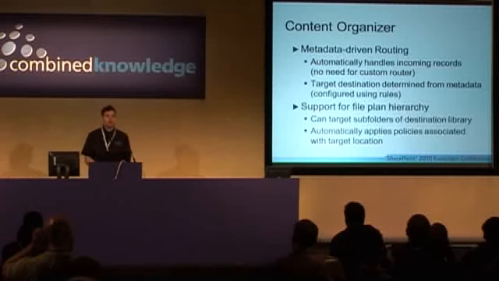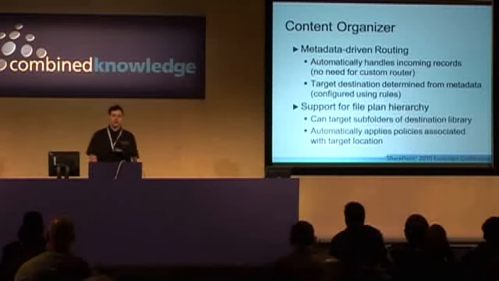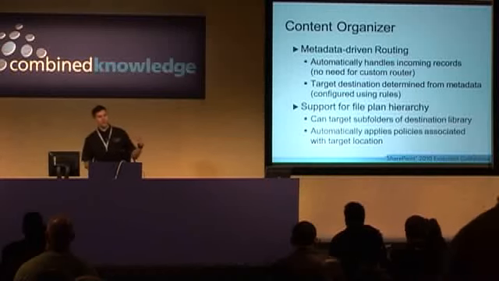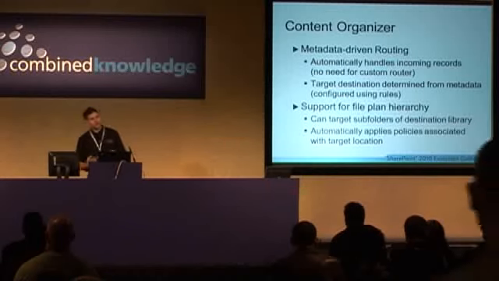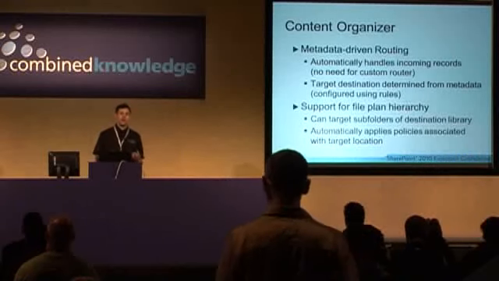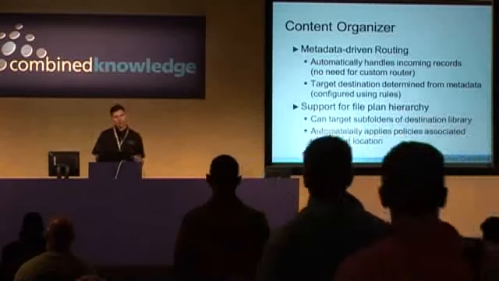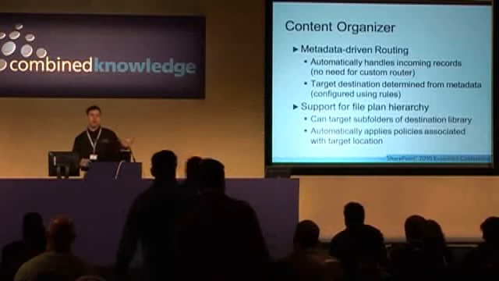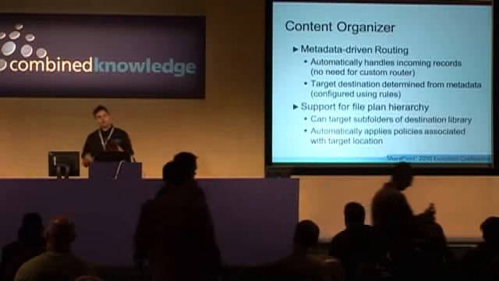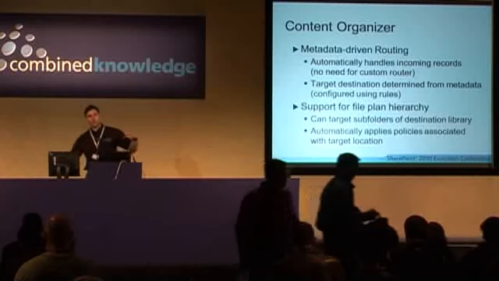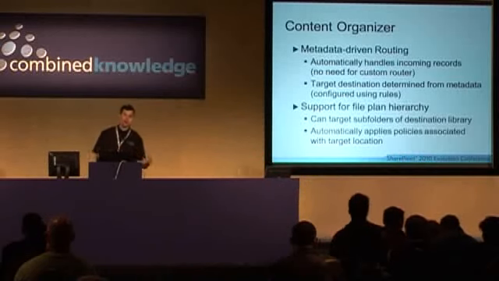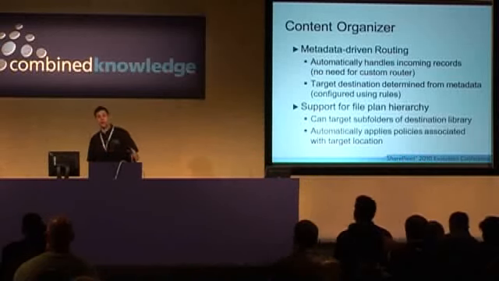So, content organizer. Again, I was saying that this was a large area of investment for Microsoft. Essentially, this is a metadata-driven routing table that you can define, and it's defined just by list items. This allows people to go in and control their file plan appropriately. They can target destination folders, and those folders can be subfolders. So you can start to work out 4 or 5 level file plans that allow you to define the actual information management policies at those levels as well, based on the content types.